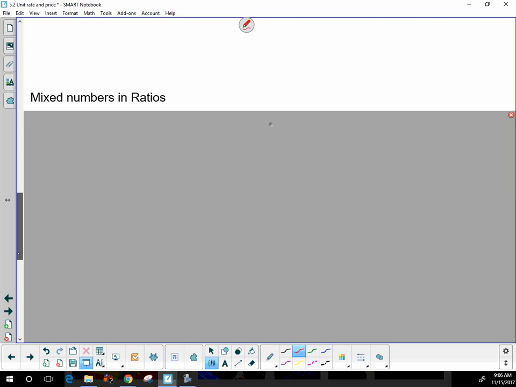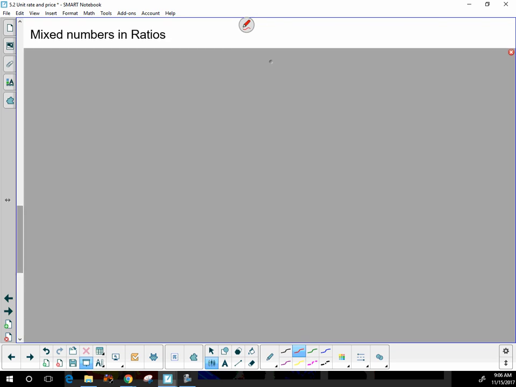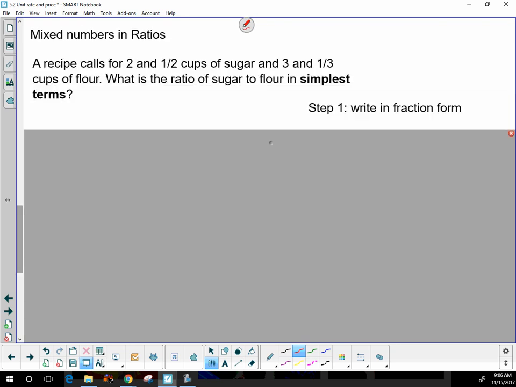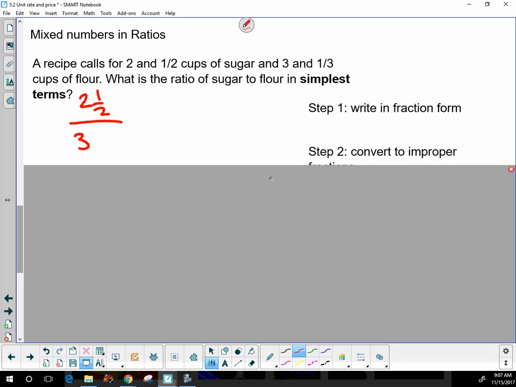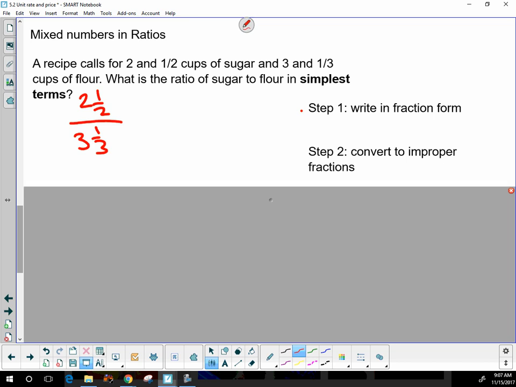Mixed numbers. We had quite a few of those. If you're cooking and a recipe calls for 2½ cups of sugar for every 3 1/3 cups of flour. I already did step 1. I wrote it in fraction form. You cannot convert these to decimals because 1/3 doesn't end, and so you're going to lose your accuracy there and not come up with the correct answer. So we have to convert these to improper fractions first.